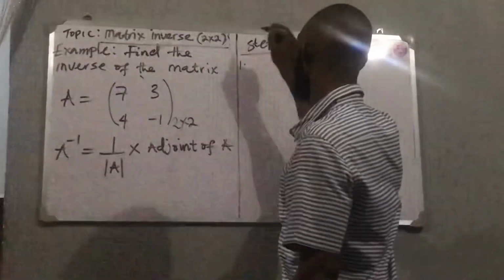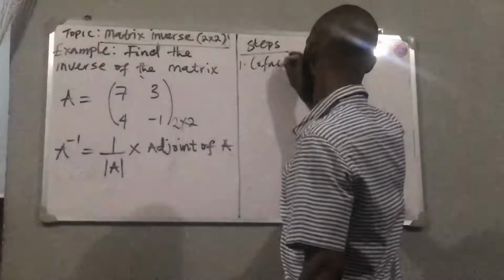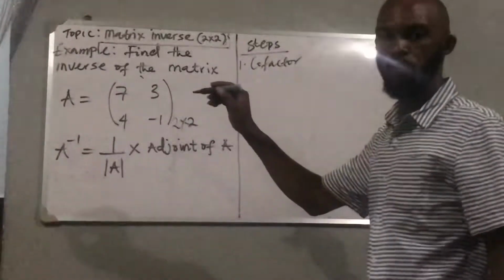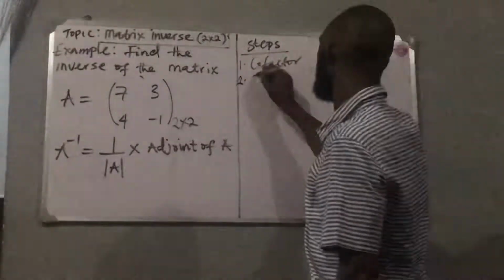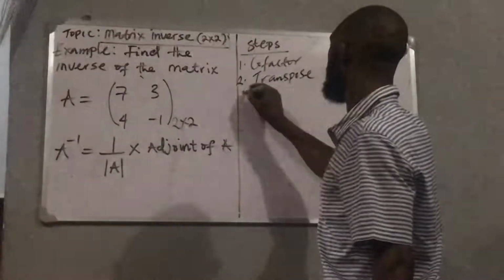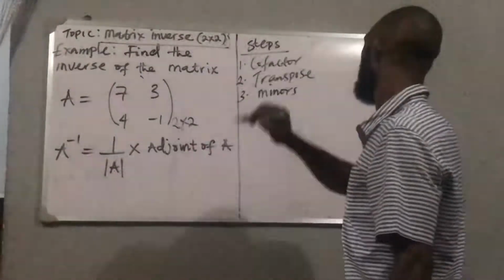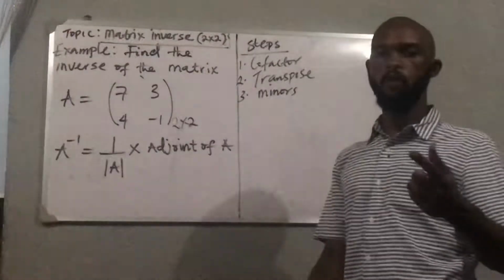First, you need to find the cofactor. Step 1. Step 2, you need to transpose. Step 3, you need to find the minor. How do we find the cofactor?